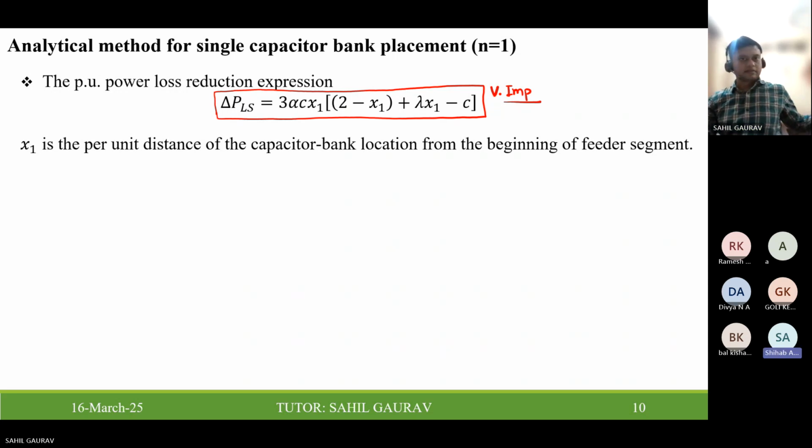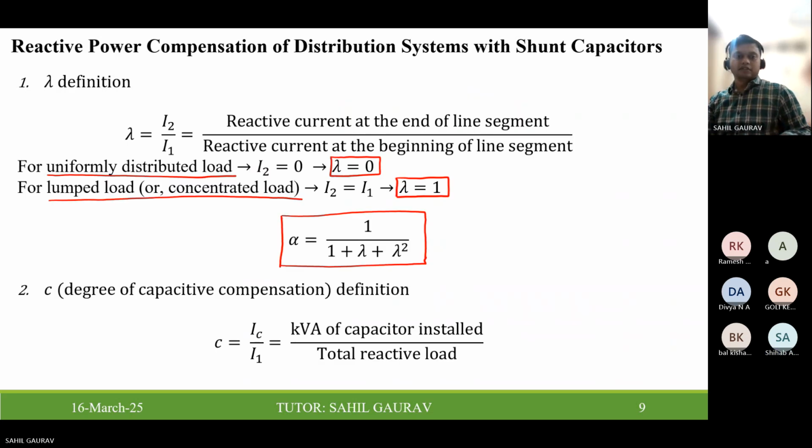Can you go to the previous slide, sir? Degree of compensation, can you explain? Yes. In the question it will be specified what amount of compensation you want to use from the capacitors, like one third, one fourth.